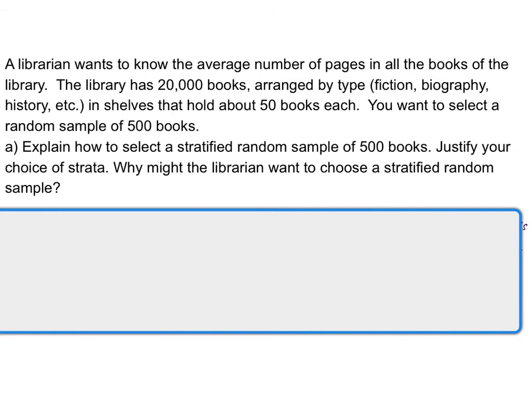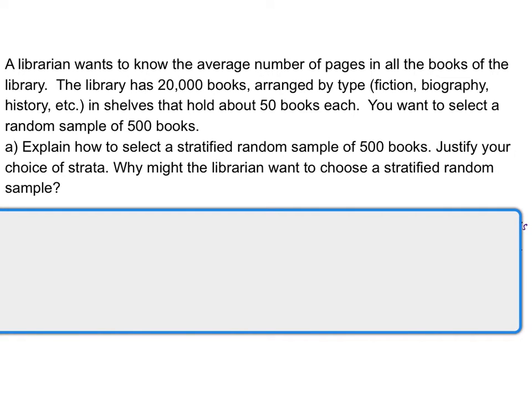So let's illustrate this with an example from your text. A librarian wants to know the average number of pages in all the books of the library. The library has 20,000 books arranged by type, such as fiction, biography, history, etc., in shelves that hold about 50 books each. You want to select a random sample of 500 books. Explain how to select a stratified random sample of 500 books. Justify your choice of strata. Why might the librarian want to choose a stratified random sample?